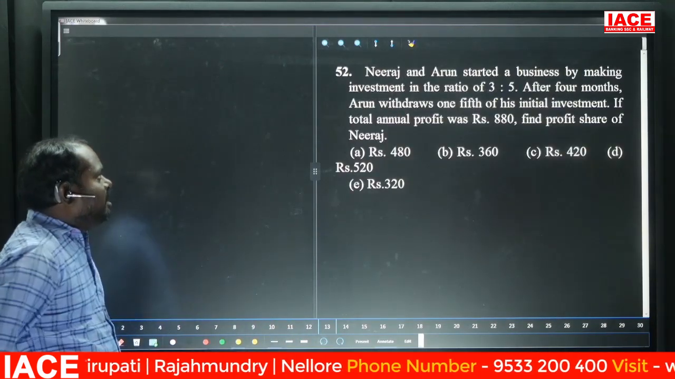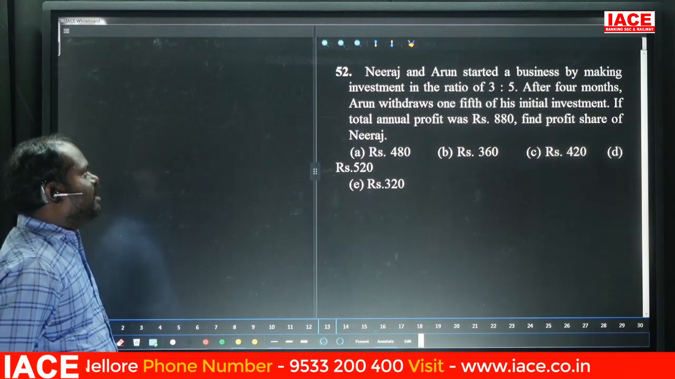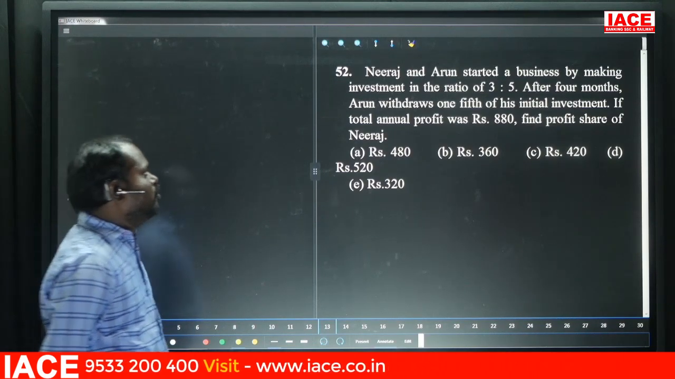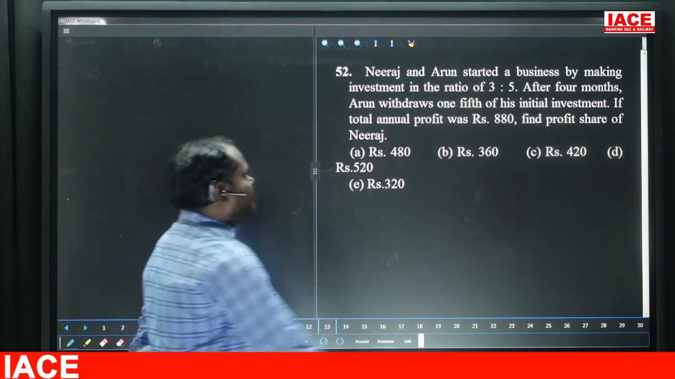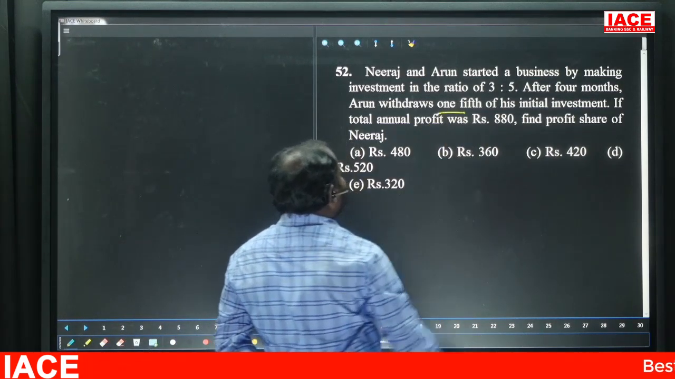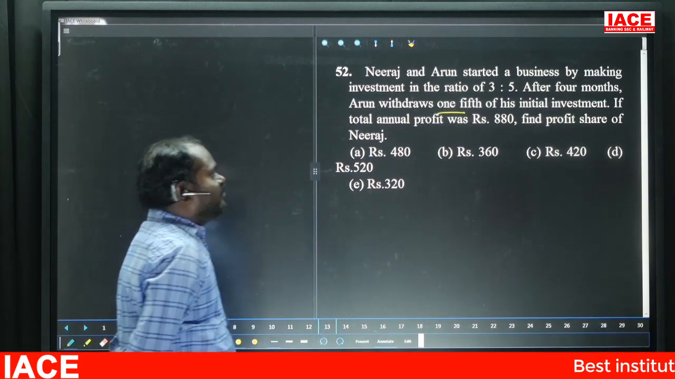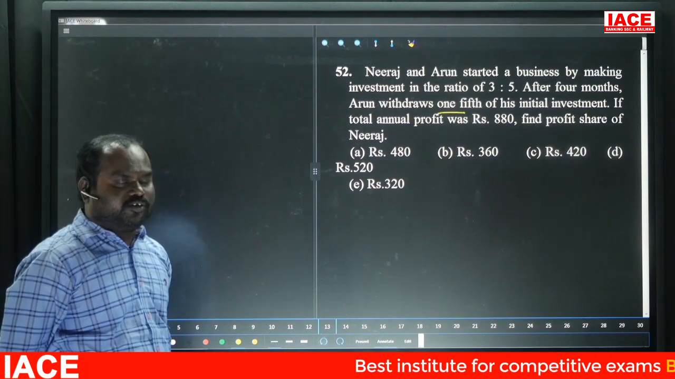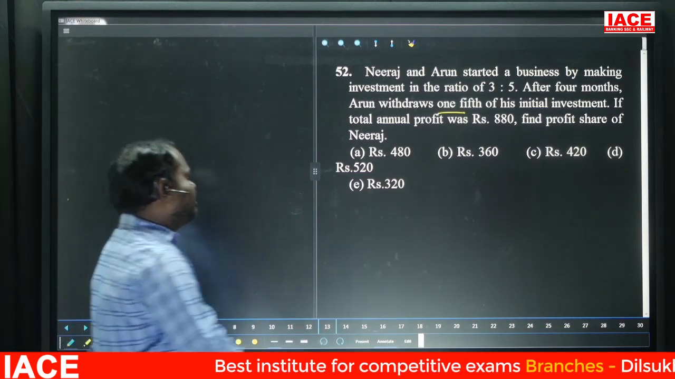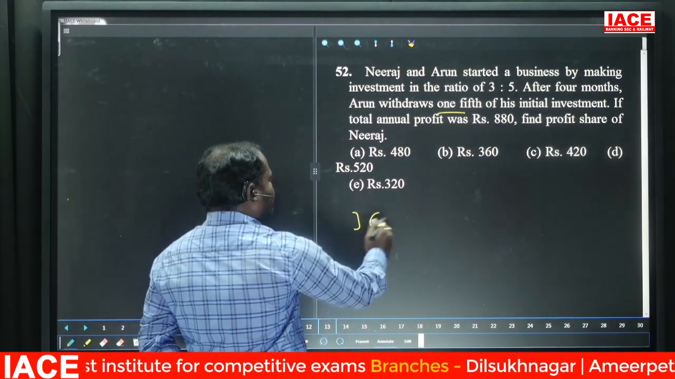52. Neeraj and Arun started a business by making investments in the ratio 3:5. After 4 months, Arun withdraws 1/5 of his initial investment. If the total annual profit was 880, find the profit share of Neeraj. Neeraj did not withdraw or add anything, so his capital is 3 into 12, which is 36.